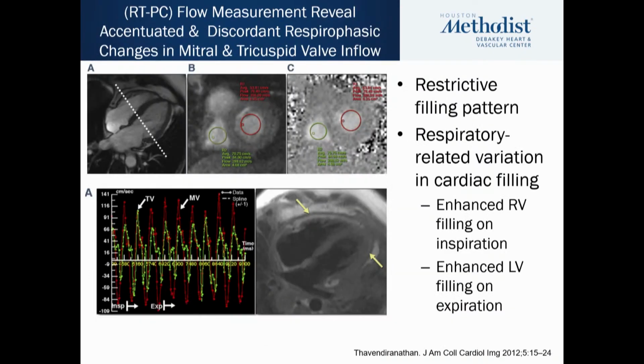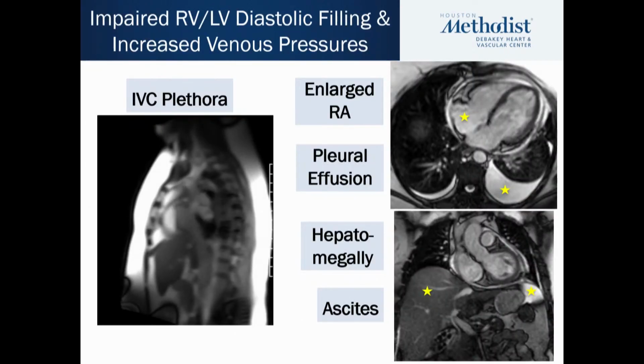With CMR, we can use real-time imaging and look at flows across the mitral and tricuspid valves, and also see respiratory variation using specific sequences. And we can look for indirect evidence of elevated filling pressures in this heart. Here in this patient, you can see the IVC is plethoric and is not collapsing. You can see evidence of right atrial enlargement, evidence of pleural effusions. Notice we can see the entire thorax. You can see into the abdomen. You can see how big this liver is, and you can see evidence of ascites. So all evidence of elevated systemic venous pressures.